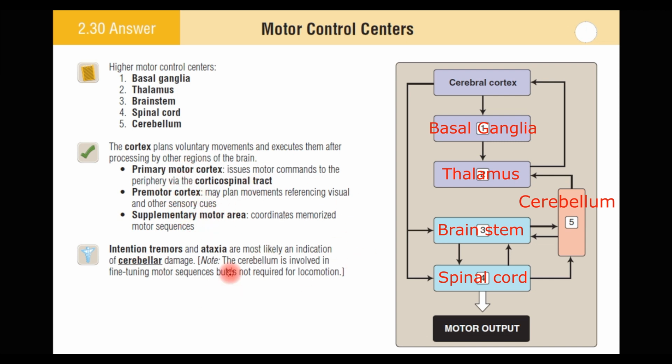Then coming to the third question, which part of the brain is responsible for intentional tremors and ataxia? The cause of these symptoms is mostly the cerebellum. Cerebellar damage is the one responsible for intentional tremors and ataxia. So that is the answer for the clinical question.